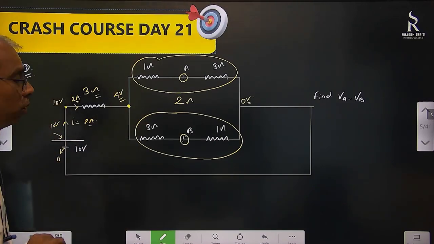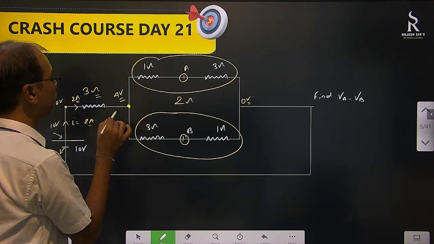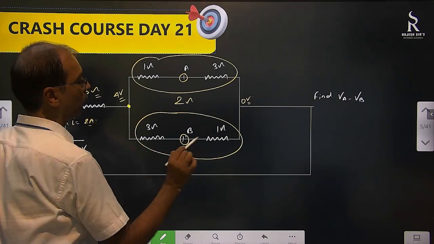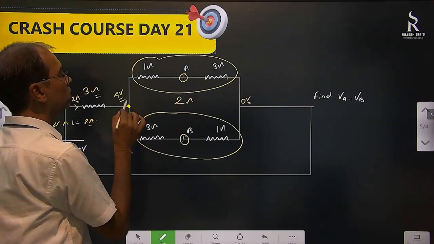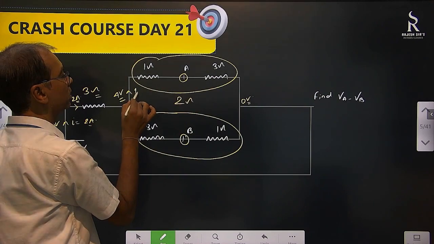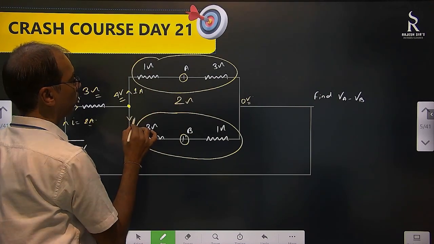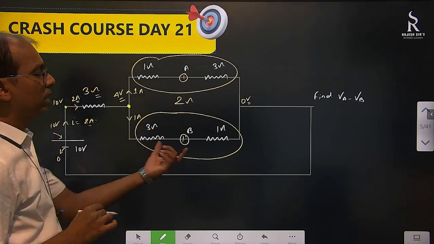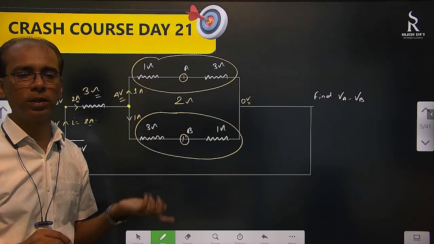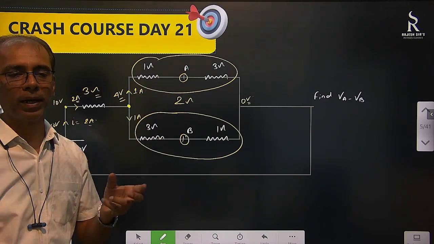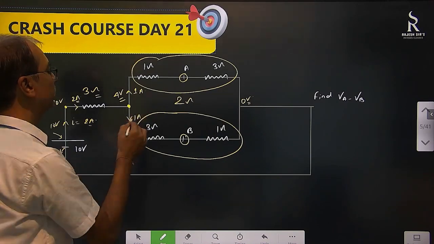Here will be 4 volt. From here what current is coming? 2 ampere. Here what is the resistance? 4. Here what is the resistance? 4. So it means it is going to split. There is 1 ampere here, 1 ampere here. Because here and here resistances are same, so it will split into 2 equal magnitude currents. Okay, so here also 1 ampere, here also 1 ampere.